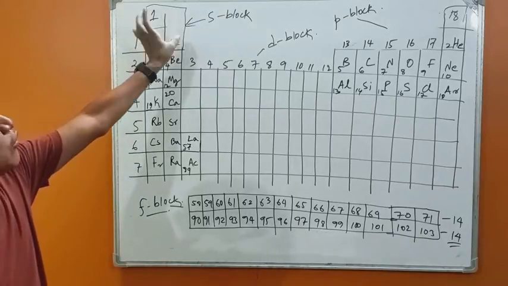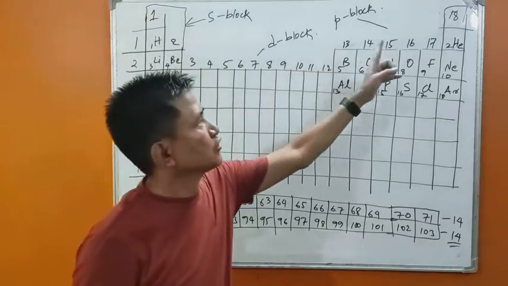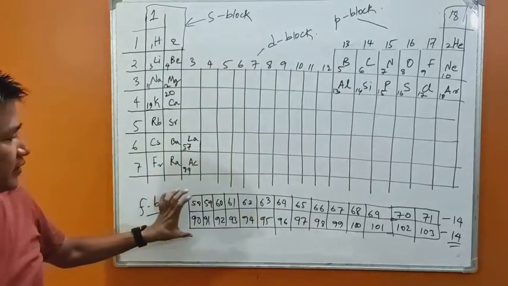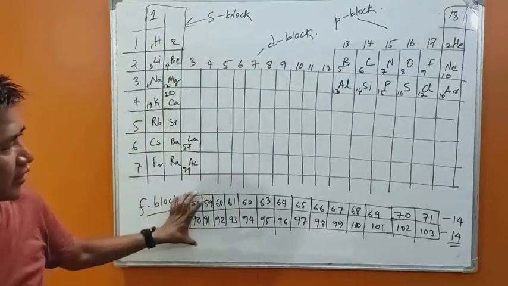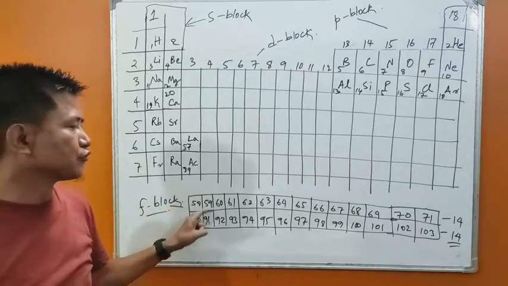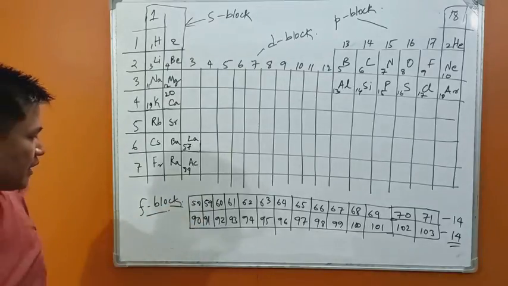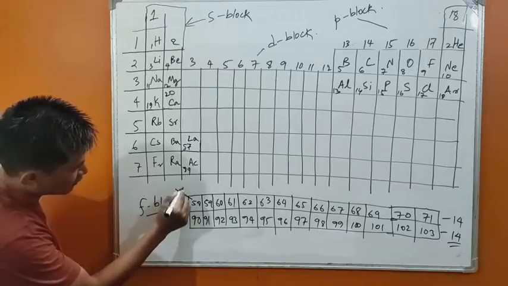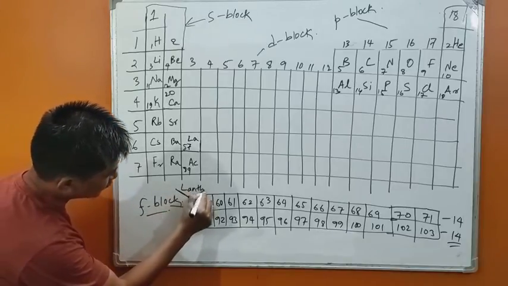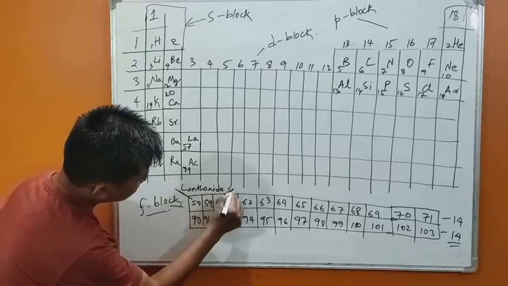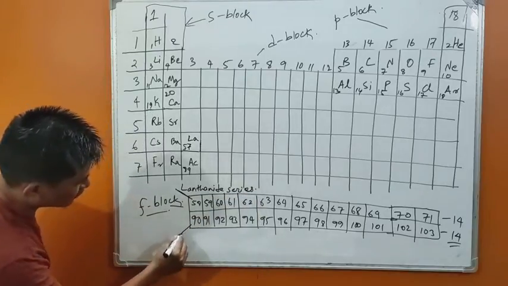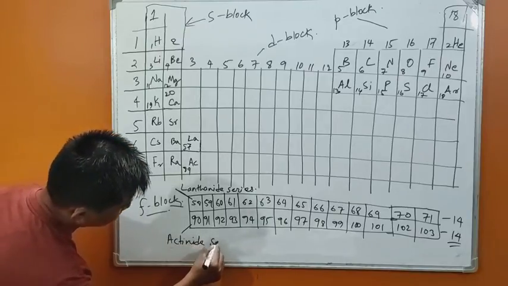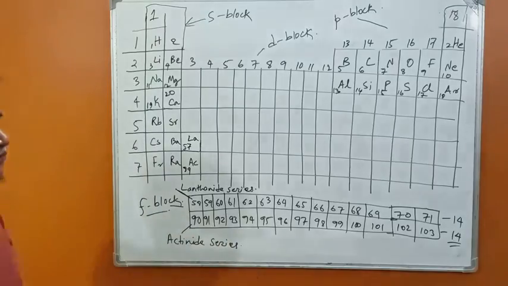Now, group 1 and 2 are called S block. Group 13 to group 18 are called P block, and group 3 to group 12 are called D block. These elements are from group 3 only, and these are called F block. F block contains 14 elements in each group, and the elements of this series are called Lanthanide series. And the elements of this series are called Actinide series. Okay, I hope you got this.